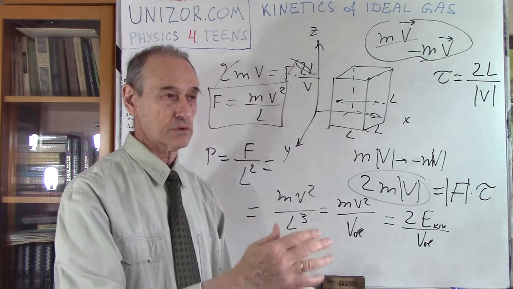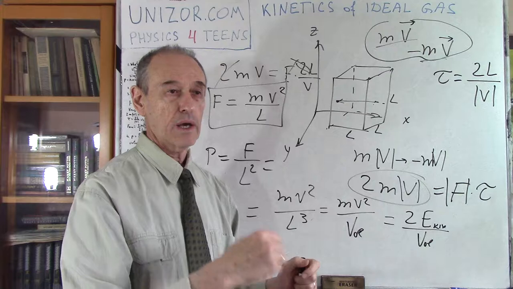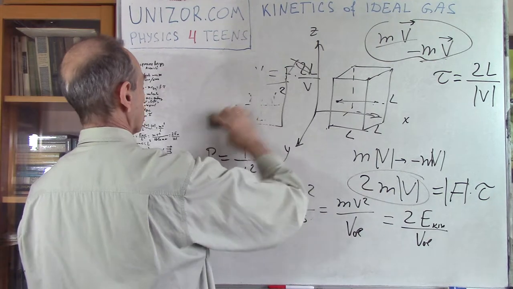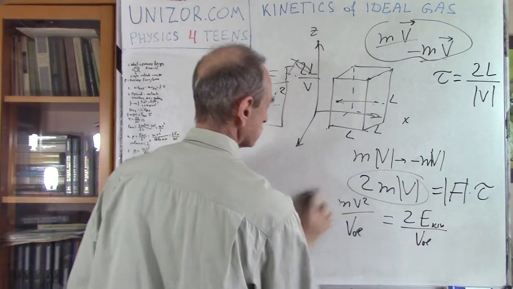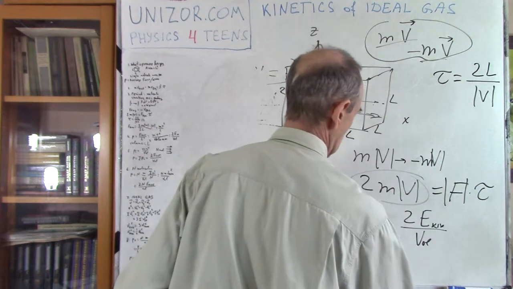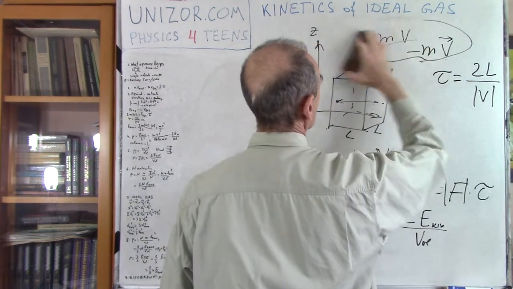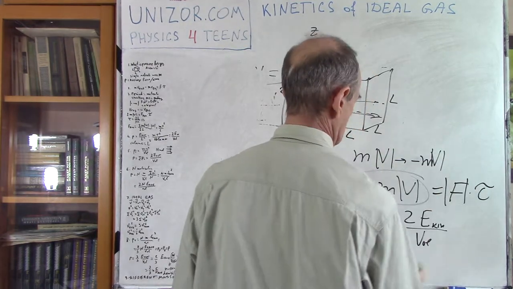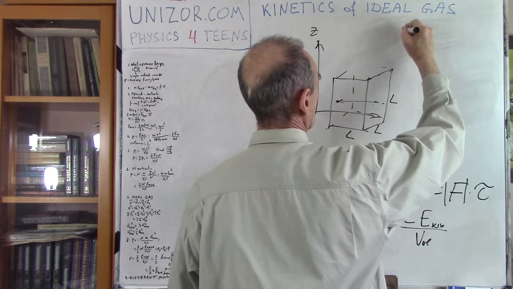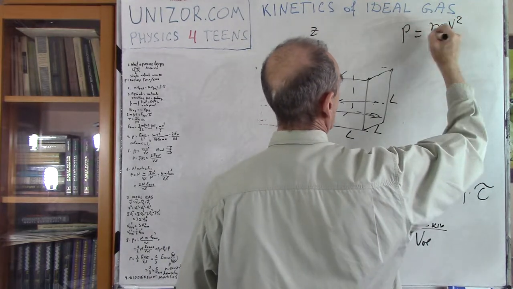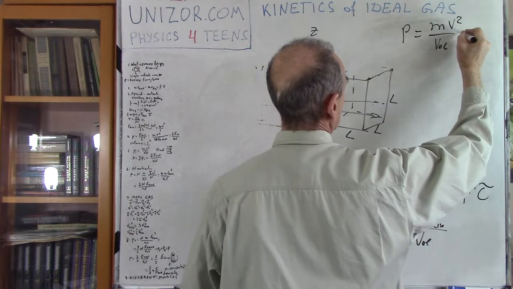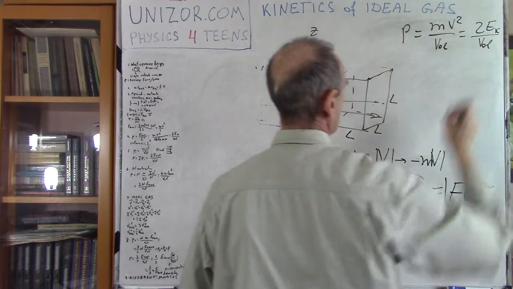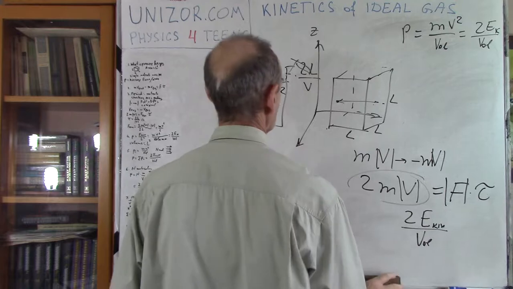Now I will try to go from this step to a slightly more complex one, and then to ideal gas. All right, so let's just wipe this out. We will preserve our formula. Pressure equals mv squared divided by volume, or 2 E kinetic divided by volume. And the rest we will erase.